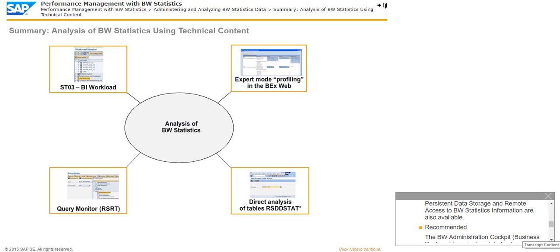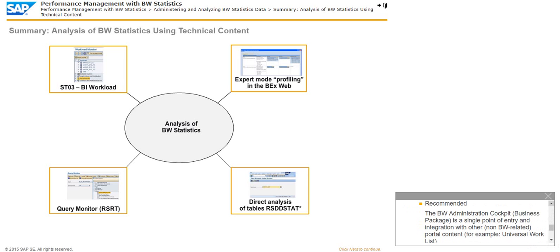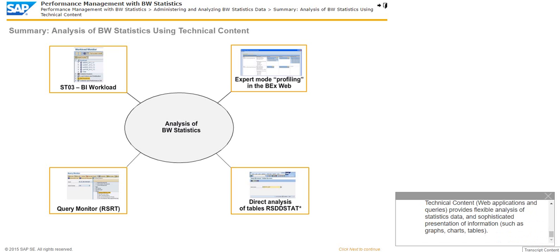Recommended. The BW administration cockpit or business package is a single point of entry and integration with other non-BW related portal content, for example, universal worklist. Technical content such as web applications and queries provides flexible analysis of statistics data and sophisticated presentation of information such as graphs, charts, tables.